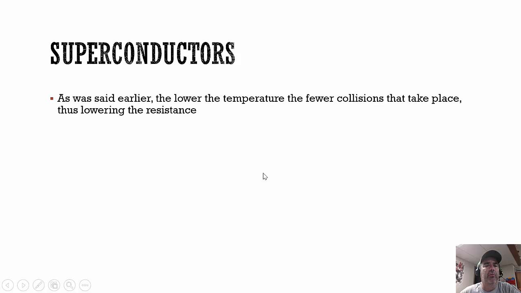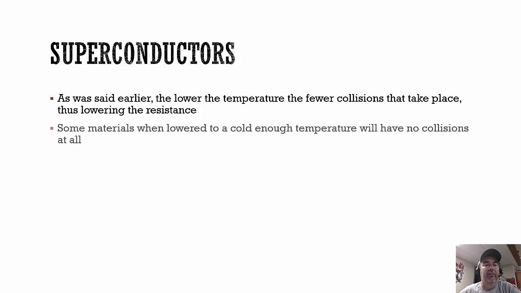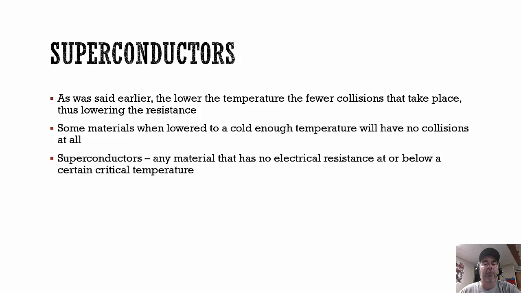Let's go ahead and talk about superconductors. We talked about resistance and things like that. If we lower the temperature, fewer collisions take place, thus lowering that resistance. But it was found that if we lower the temperature of some materials enough, get them cold enough, there will be absolutely no collisions at all. So if there's no collisions, that means there's no friction. Okay, and these materials are going to be called superconductors.